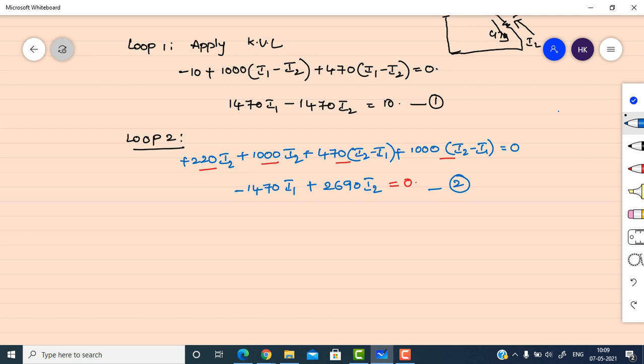Did you get the same equations or different? So we did a mistake somewhere.